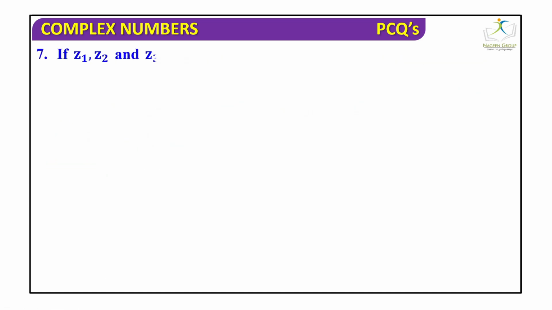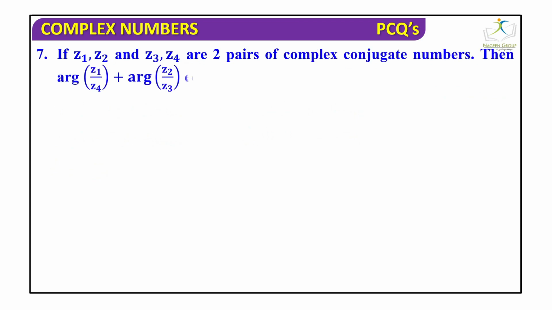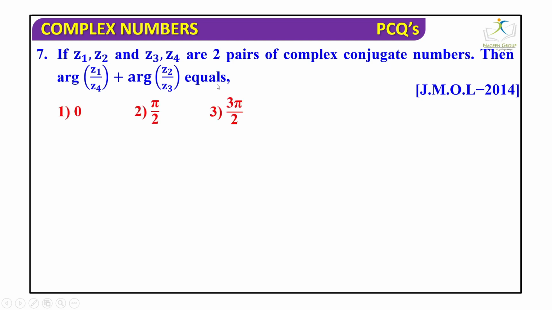Now question number 7: if z1, z2 and z3, z4 are two pairs of complex conjugate numbers, then find the argument of z1 by z4 plus argument of z2 by z3. So from here we have these four. We know the conjugate of z1 is equal to z2, right? These are complex conjugates, and z3's conjugate is equal to z4.